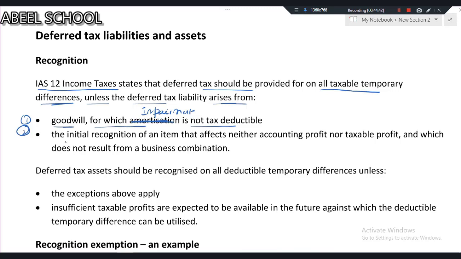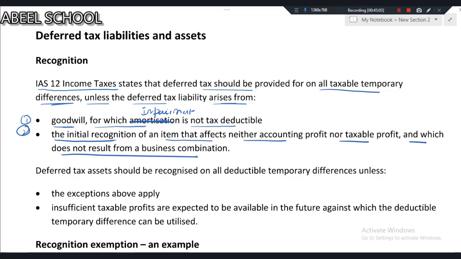So simply you need to remember one point. In case of purchase goodwill in group accounts, due to that goodwill, no deferred tax will arise. The second exception: the initial recognition of an item that affects neither accounting profit nor taxable profit and which does not result from a business combination.